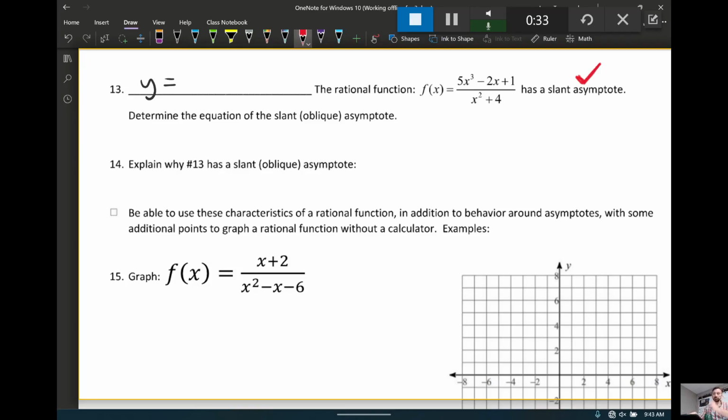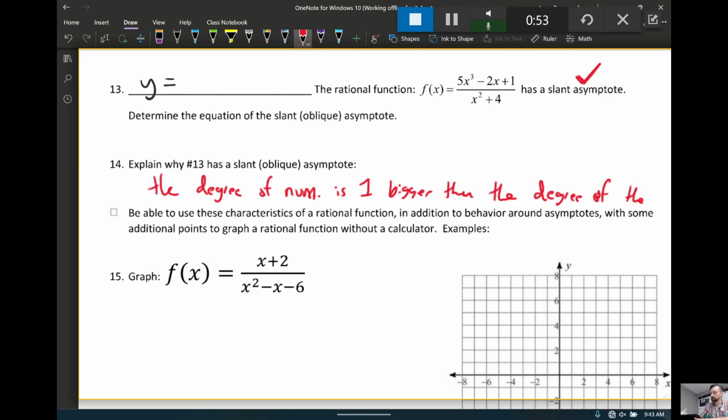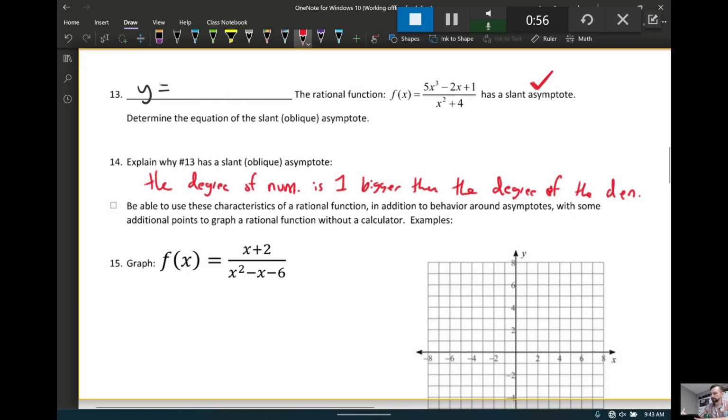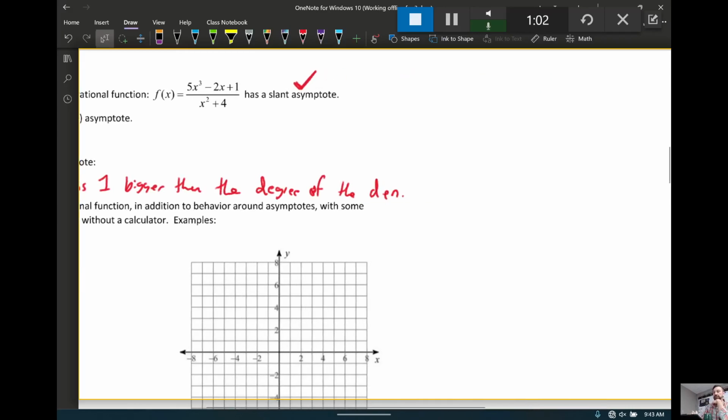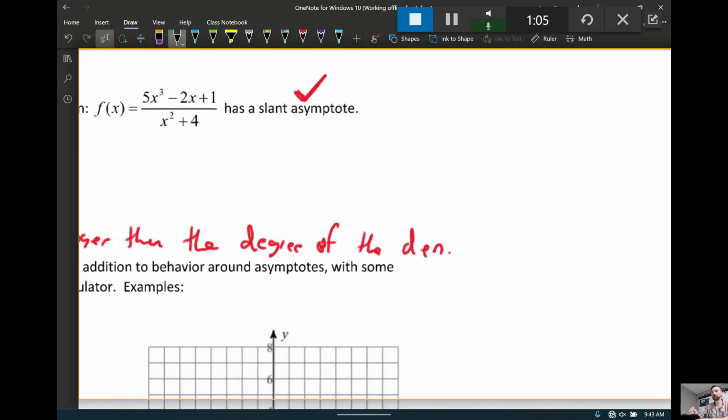how I know this has an oblique asymptote, slant asymptote, is that the degree of the numerator is exactly 1 bigger than the degree of the denominator. So that's how you're supposed to know that. Now, as far as finding the slant asymptote, this is the one that takes a little bit more time. So you have to memorize what the process is going to be. It's going to be long division.